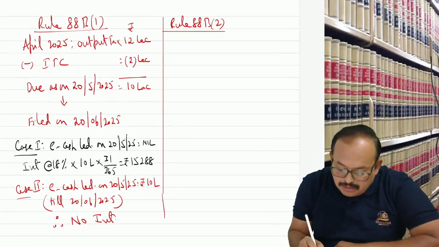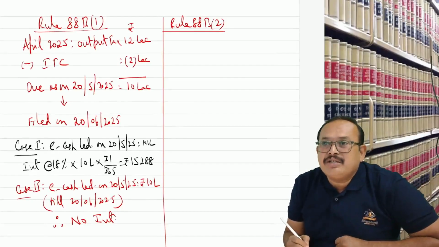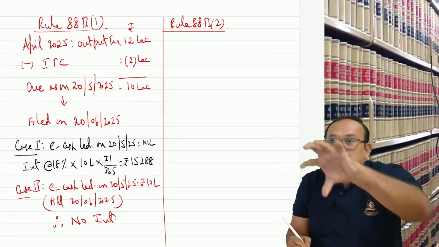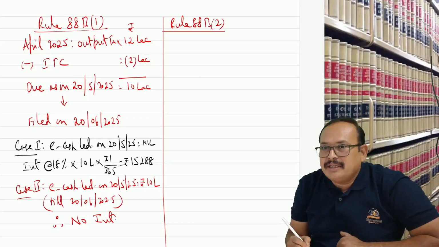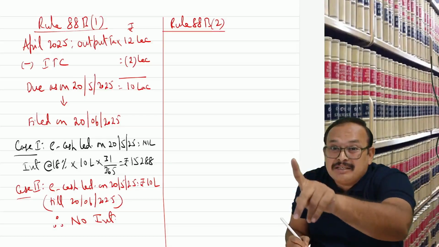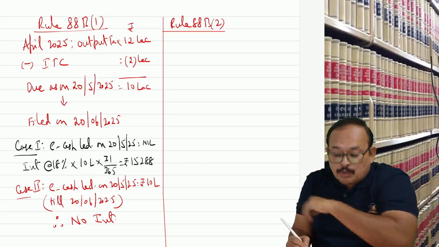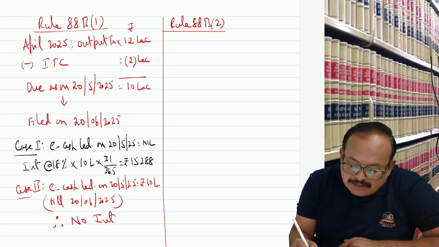This is the case of the proviso attached to 88B. Is it clear? This proviso is only for rule 88B, sub-rule 1, not rule 88B, sub-rule 2. What is sub-rule 2?